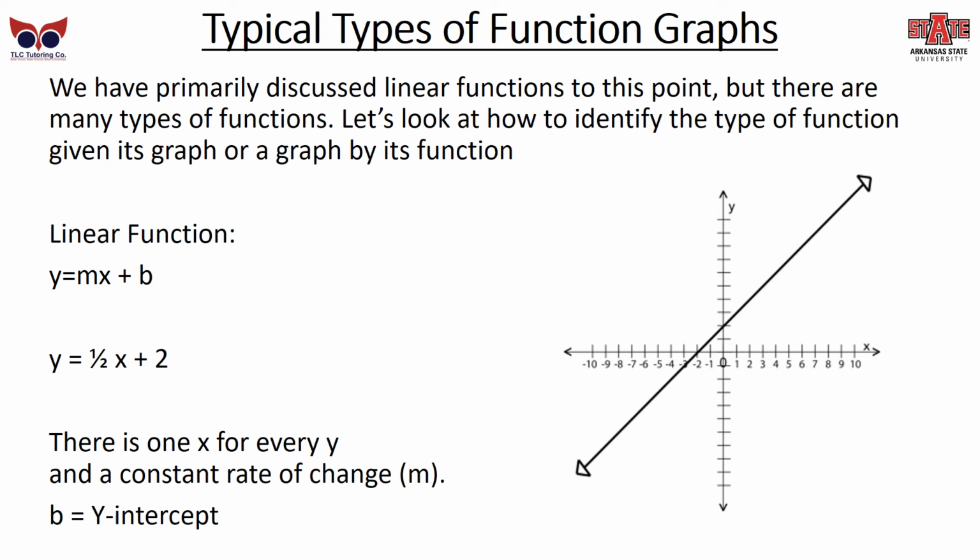So let's start with a linear function. This is y equals mx plus b. That's the slope-intercept form. So for this example, y equals 1/2 x plus 2. There is one x for every y and a constant rate of change. That's m, the slope. So it's a straight line and it doesn't change. b would be the y-intercept, which we've already talked about before.